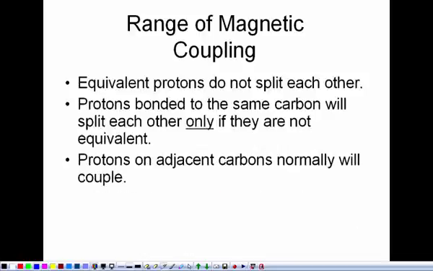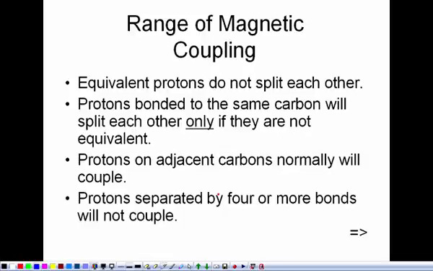There are some rules for coupling, or for splitting, and that is that equivalent protons don't split each other. So if you've got a CH3 group, those 3 hydrogens, since they're equivalent, don't split. If you have protons that are bonded to the same carbon, they will usually not split each other because they're equivalent. On the other hand, if they're not equivalent, they will actually split each other. And we'll get to examples of that later on. Protons on adjacent carbons normally split each other, normally couple. And once you get 4 or more bonds away, you won't see coupling. For most of what we're going to do, once you're not the neighbor, you're next door, that's not going to couple either. So we're only looking at direct neighbors that are doing the coupling.